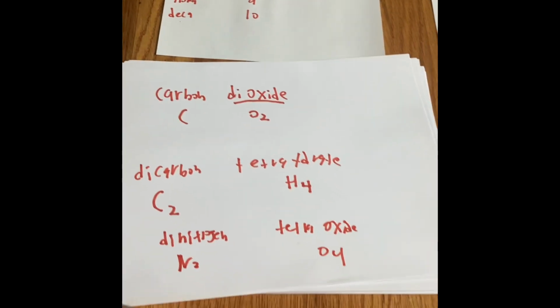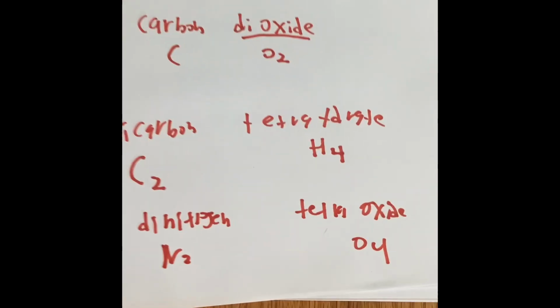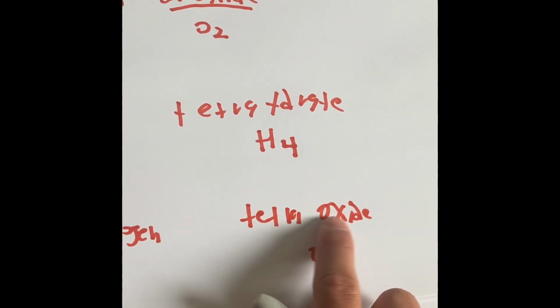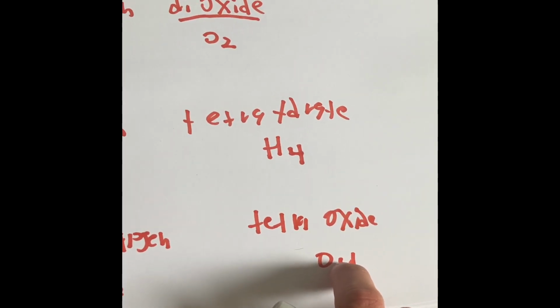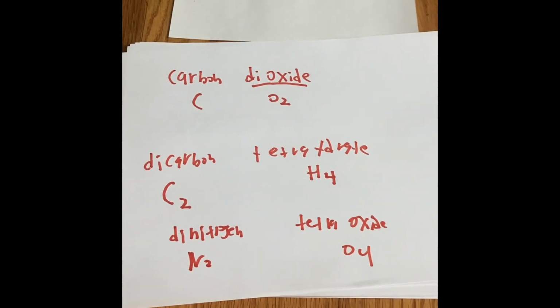Sometimes if your chemistry teacher is that strict, he'll probably say that if you have things like a prefix ending in a vowel before oxide, then you'll probably only use one of them. We'll talk about that in another video.